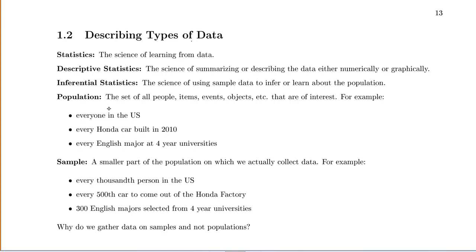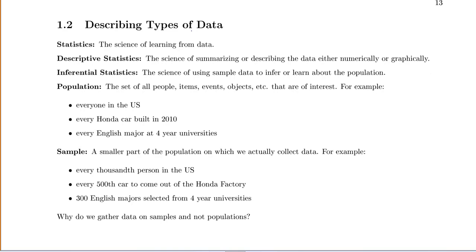So our population is the set of all people, items, events, objects, etc. that are of interest to us. For example, that could be everyone in the US, or every Honda car built in 2010, every English major at 4 universities, etc. But then we have a sample, which is a smaller part of our population that we actually collect the data on. So for example, instead of looking at everyone in the US, we could look at, say, every 1,000th person in the US, which would make it a lot smaller. Or instead of every Honda car, we could look at maybe every 500th car to come out of the Honda factory, or just 300 English majors. So you can see we take a much smaller sample, so we don't have to look at the entire population.